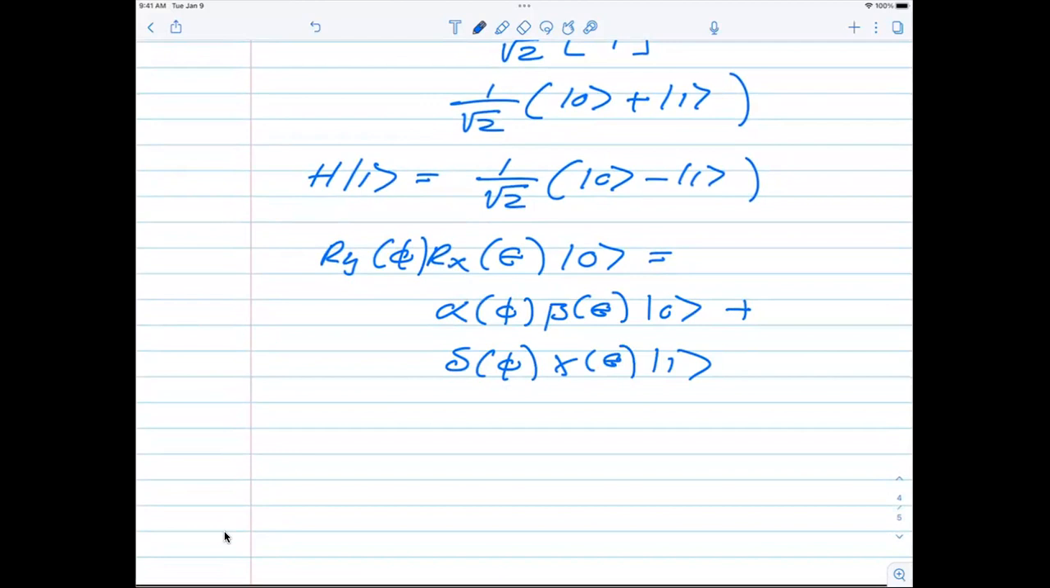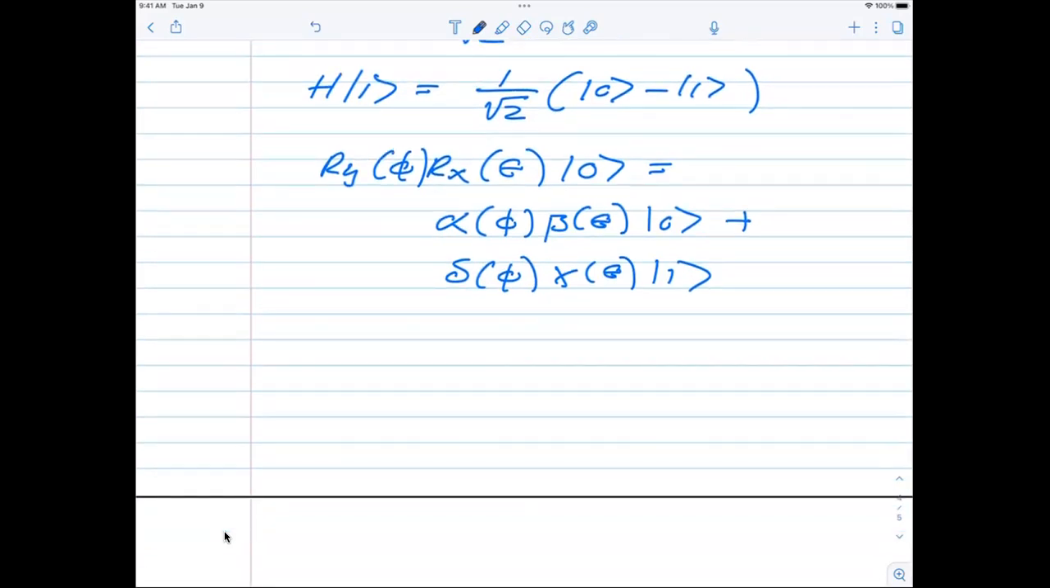Remember that the rotation around the x-axis is given by cosine theta minus i times sine theta multiplied with the Pauli X matrix. Then I repeat the operation with the Ry matrix, and that gives us a linear combination of these specific states. When we have that, we apply the Hadamard matrix again. With the Hadamard matrix, we can then perform a measurement of the specific state which we are interested in.